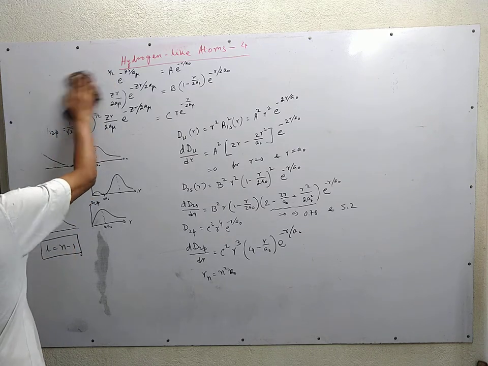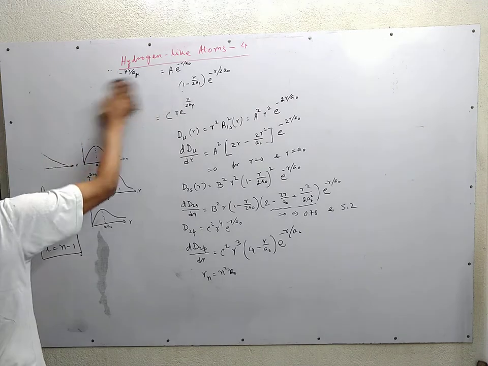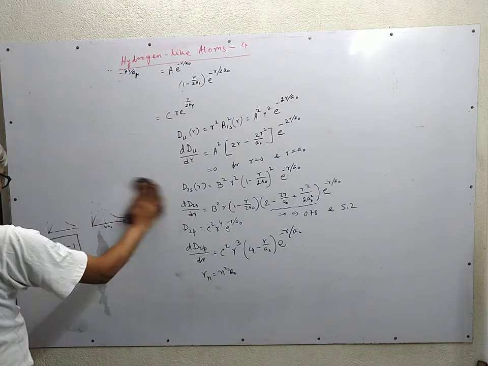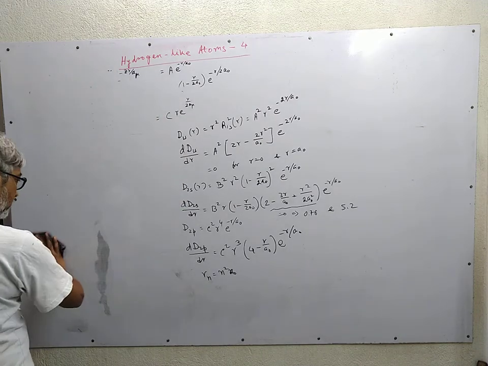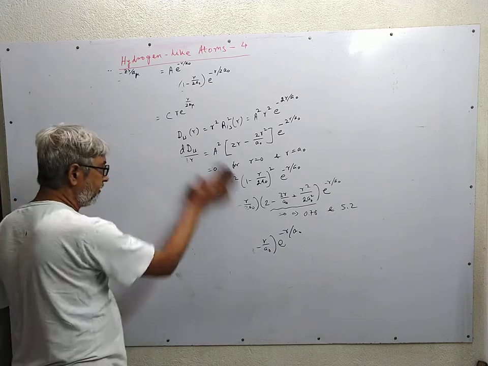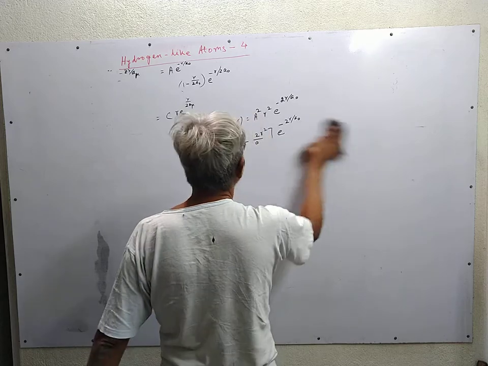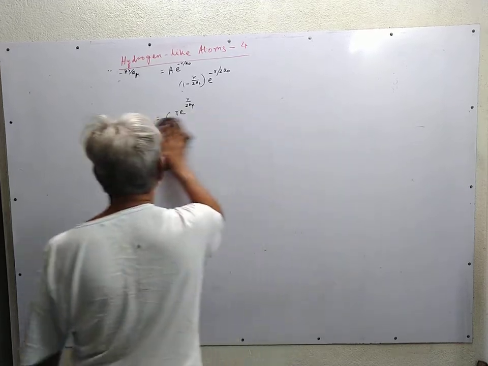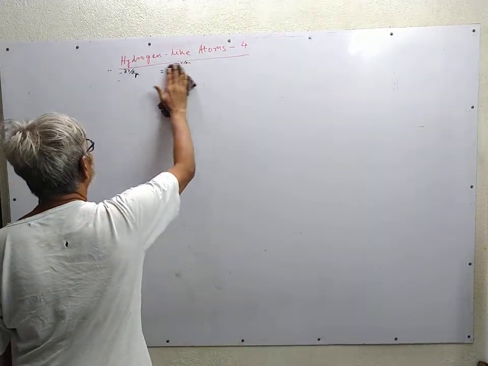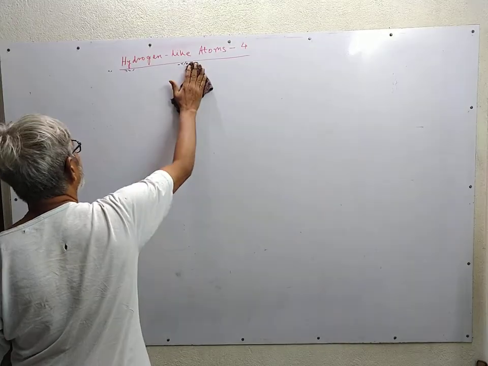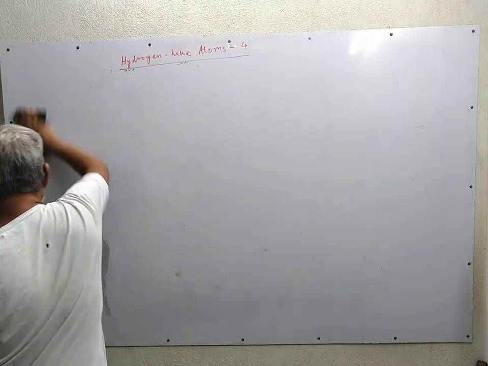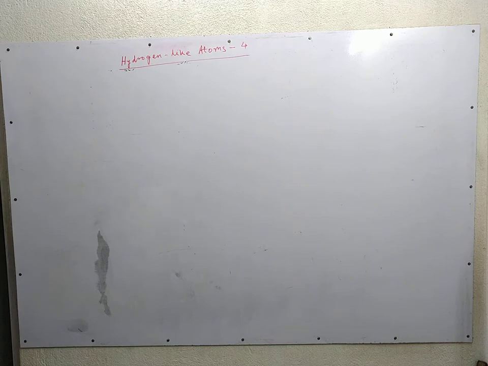Now we come to angular probability densities. The total probability density, as we have remarked earlier, depends on three quantum numbers n, l, m. So we try to look at the situation in a different way. We first integrated out the angular part and looked at the radial probability density. Now we look at the angular probability.